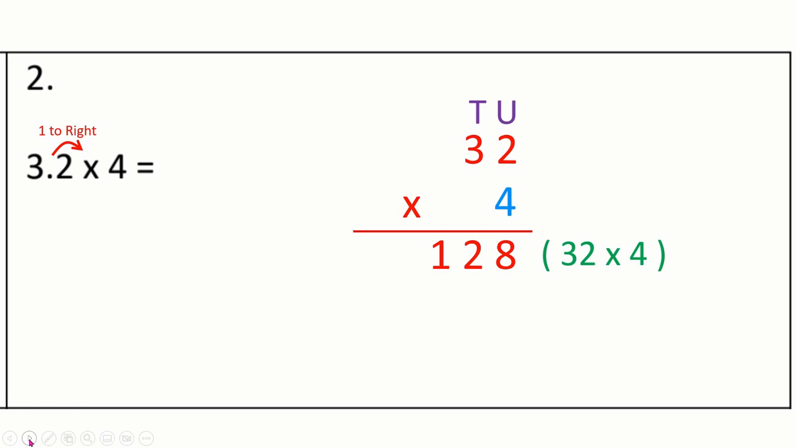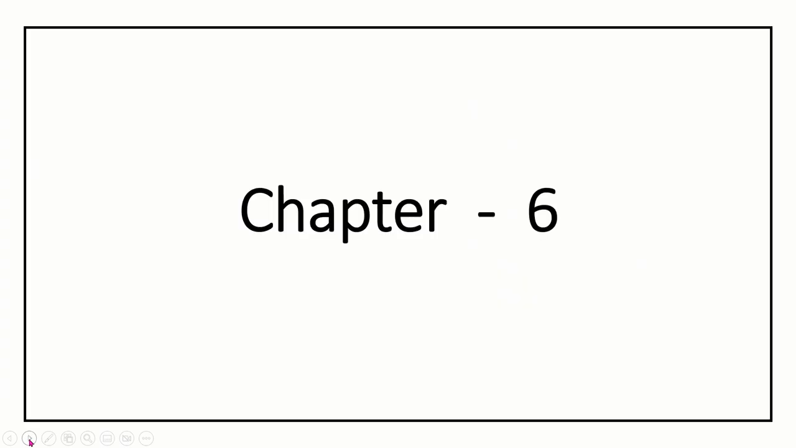That number, 128, is 10 times too big. So we're just going to make it 10 times smaller by moving the decimal point one place to the left. So our answer is 12.8.